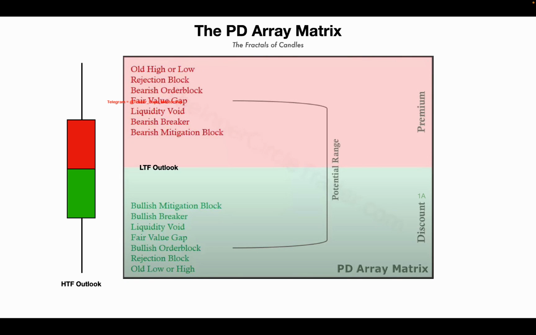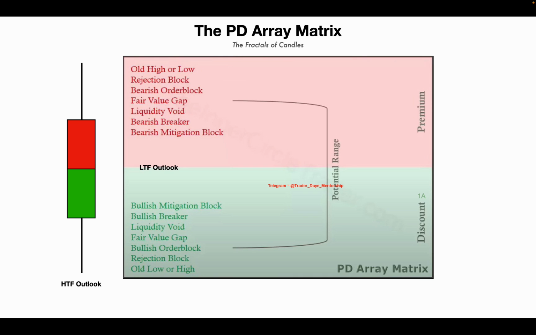And if you look, all of the assets did that. The PD array matrix, the fractals of candles. So on a higher time frame outlook, once you have that TPD that is already defined and already confirmed by a higher time frame SMT, so you have, for example, the monthly SMT and then the daily TPD and then the weekly SMT afterward. Once you have all of that in conjunction, you're probably wondering, okay, well, how do I get in sync? How do I actually enter in these trades?